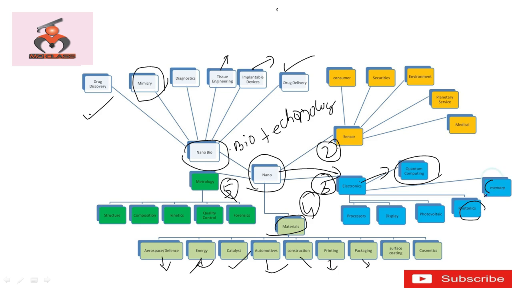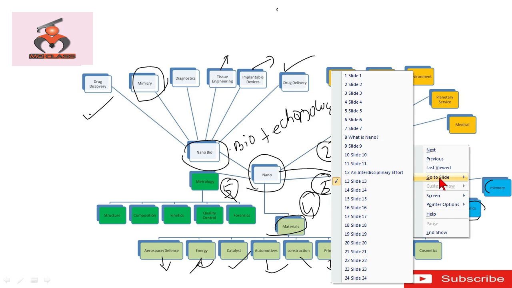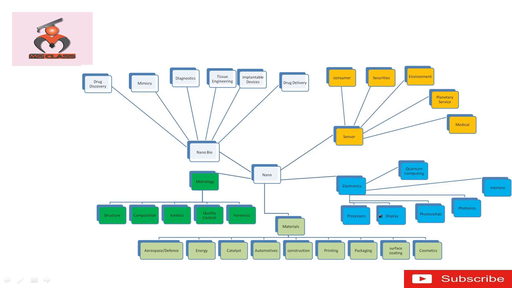Also in memory, which you use in your mobile phone, USB or hard drive, nanotechnology plays a major role. We will discuss it in the upcoming classes. Today we will just cover what areas we are going to cover in this subject. In metrology, we can also inspect surface roughness or smoothness, and quality control can also be studied.